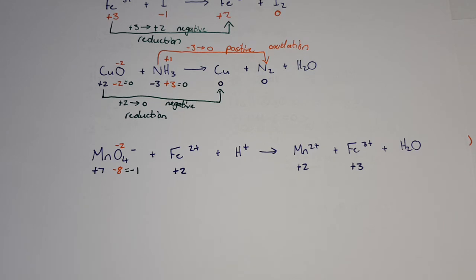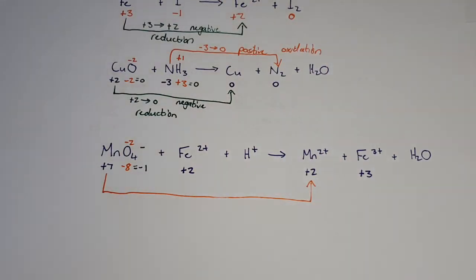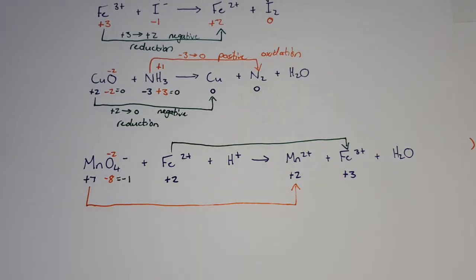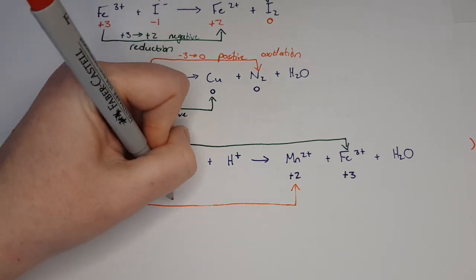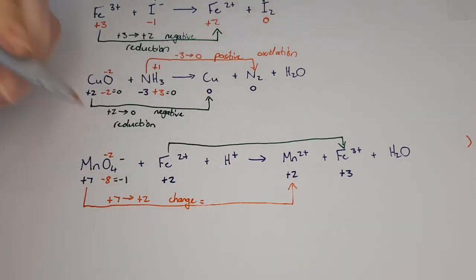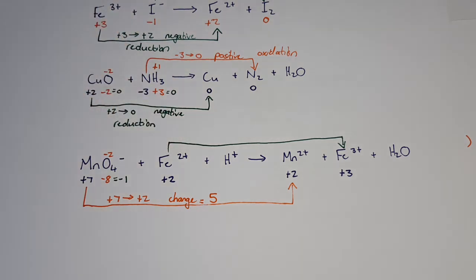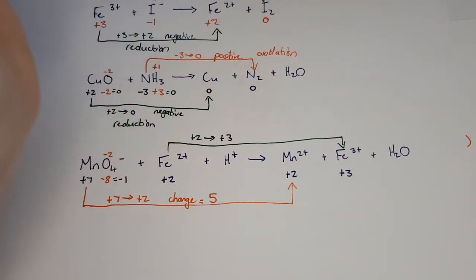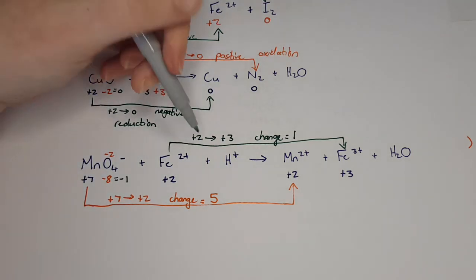Okay, so now I've worked out my oxidation numbers, so now I can look at what happens with the Mn and what happens with the Fe. Starting with the Mn, it goes from +7 to +2. So that is a change in oxidation number of 5 because it's going down by 5. From 7 to 2 means my change was 5. My iron is going from +2 to +3. So that is a change of 1, because I'm going just from +2 to +3.